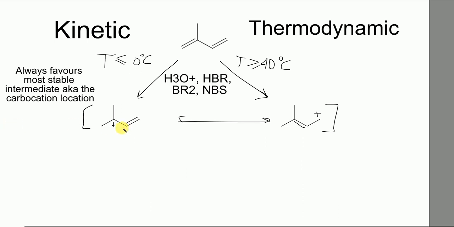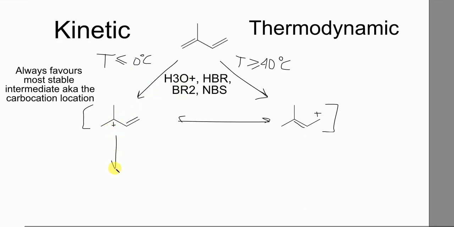So for the first one, for the kinetic product, we're always looking at the location in the intermediate products, the resonance structures, where the positive charge is on the most substituted double carbon. Okay, so this is the most substituted location. This one's tertiary. This one's primary. So I'm at 0 degrees or lower. I'm going to substitute right here.